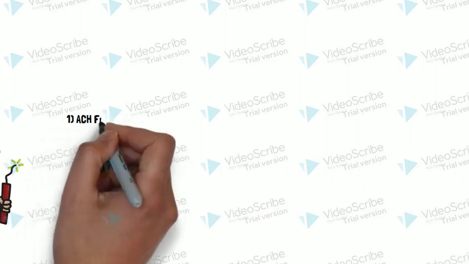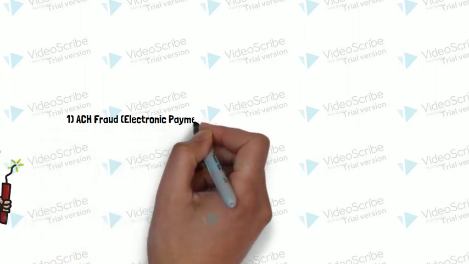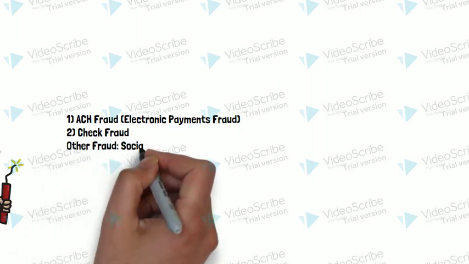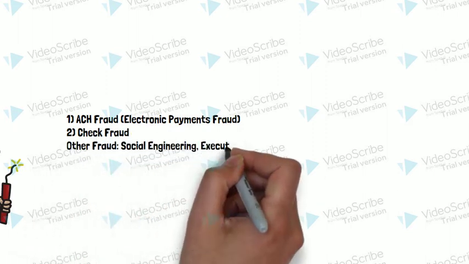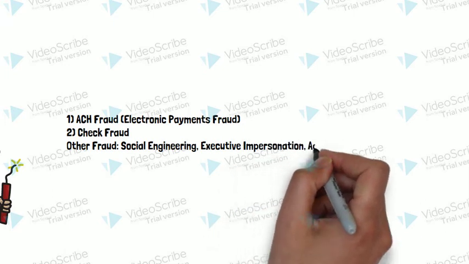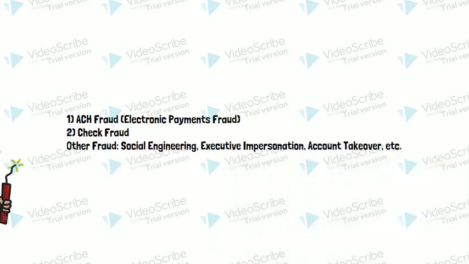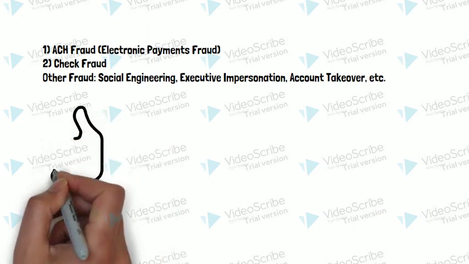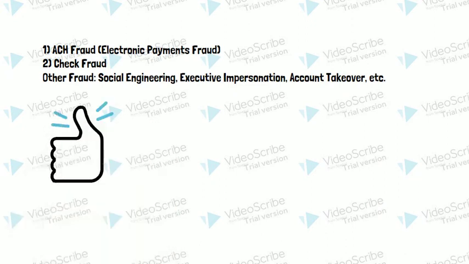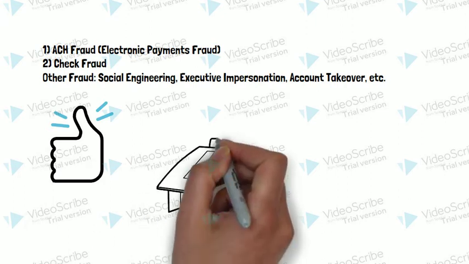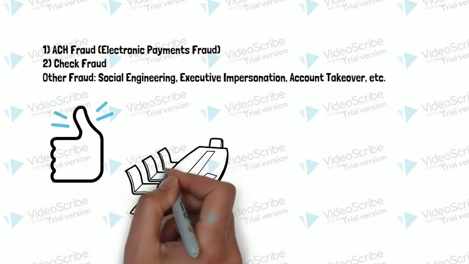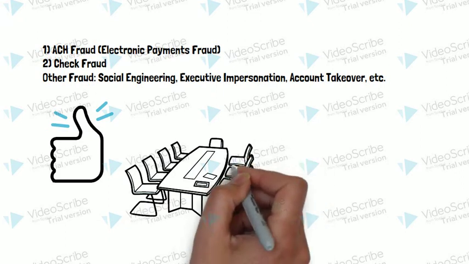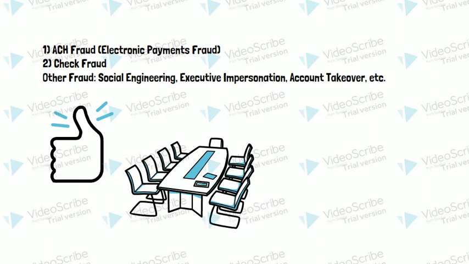For this video, we're going to talk about two main types of fraud: ACH fraud, aka electronic payments, and check fraud. There are many other types of fraud, which could include things like social engineering, executive impersonation, etc. But since we're keeping this video to 5 minutes, we'll only have time to talk about combating ACH and check fraud. That said, it's incredibly important to educate yourself on the other types so that you can discuss them with your clients and prospects as part of a comprehensive fraud conversation.